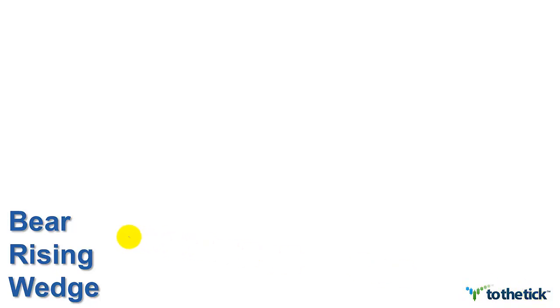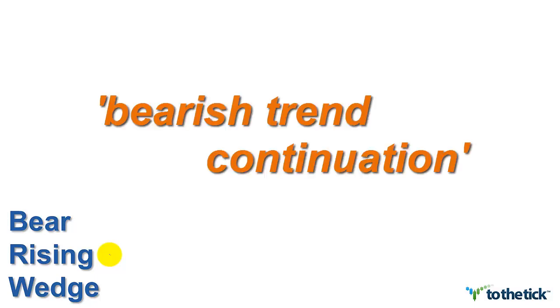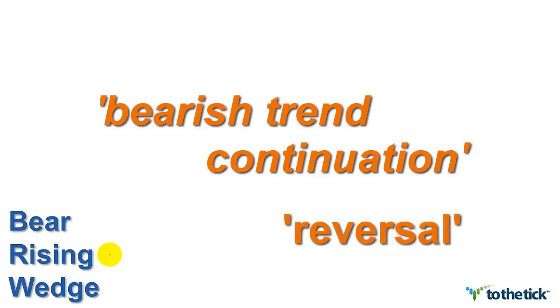Today's topic is the bearish rising wedge. Now, rising wedges can be seen in two main areas within market structure: trend continuation and as a reversal. It is important to note right now, however, that rising wedges as a price pattern are considered to have a definite bearish bias whenever you see them.